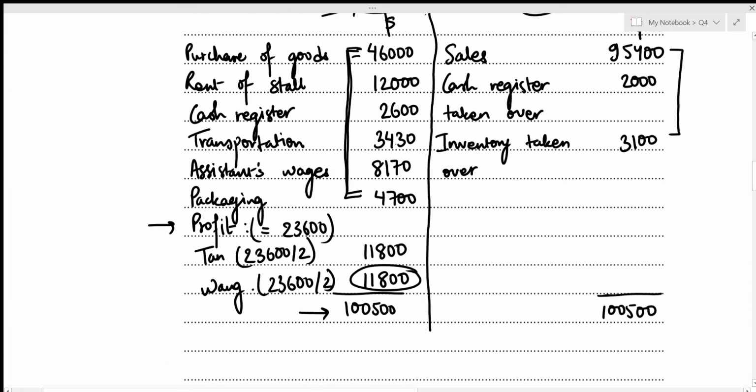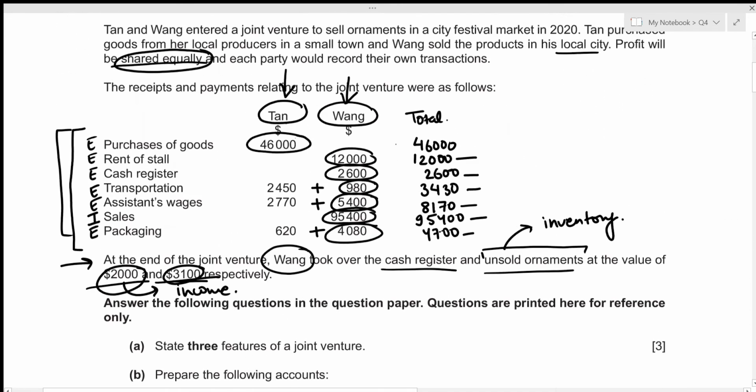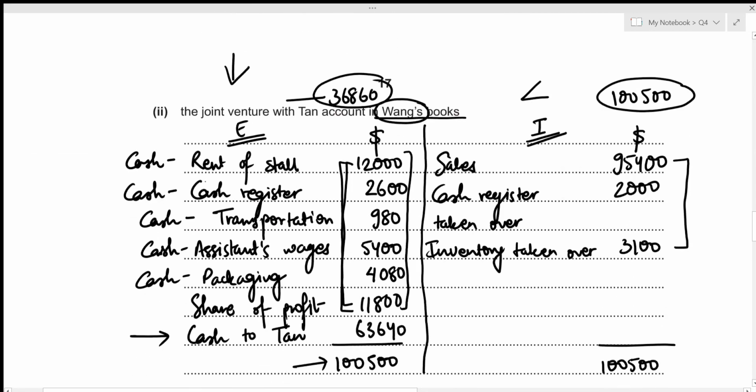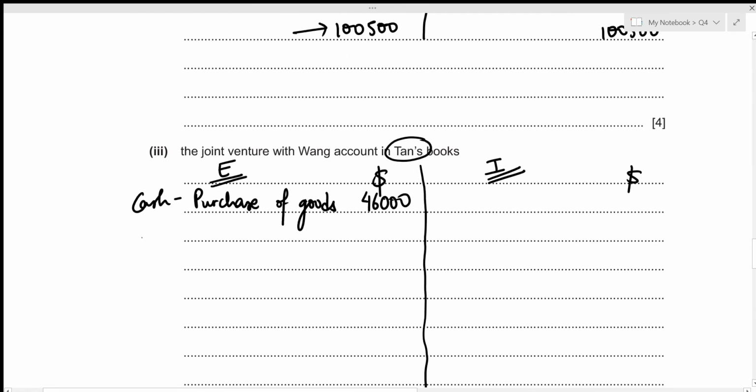Okay, now we repeat the same process. The next one is the amount of 2,450 relating to transportation expense. So since this is an expense, we must record it on our debit side as well. Let's do that. Cash is being paid for transportation. And it amounted to 2,450.